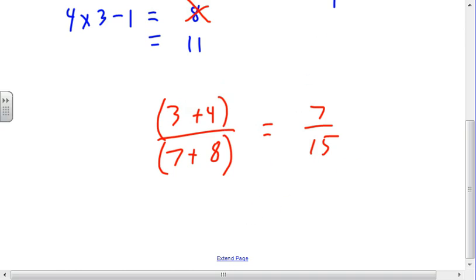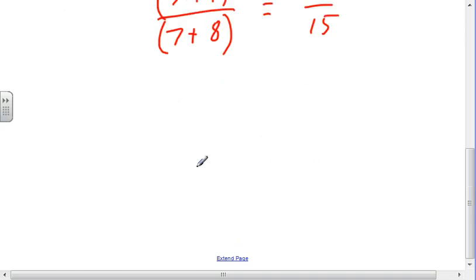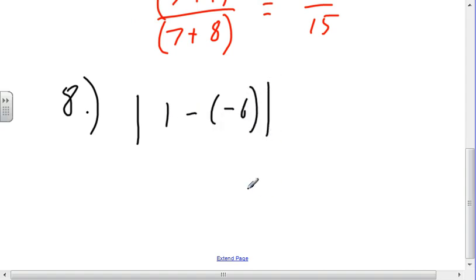Okay, now we're going to look at problem number 8. Problem number 8 wants to know what is the absolute value of 1 minus a minus 6. All right, well, that begs the issue of what is absolute value.